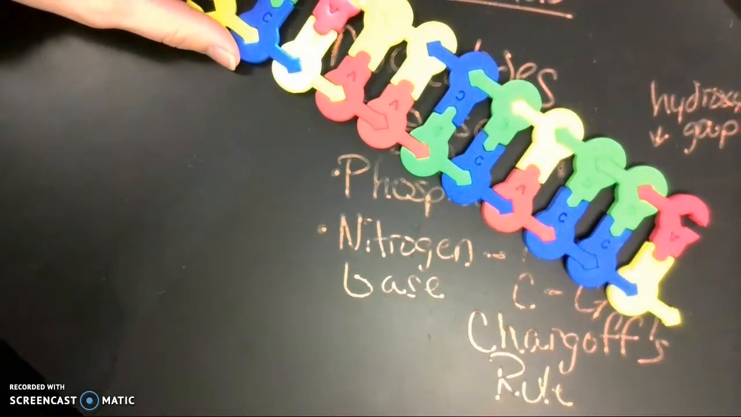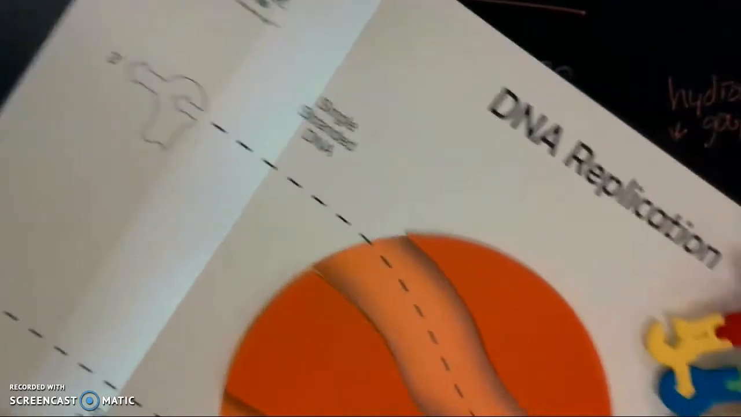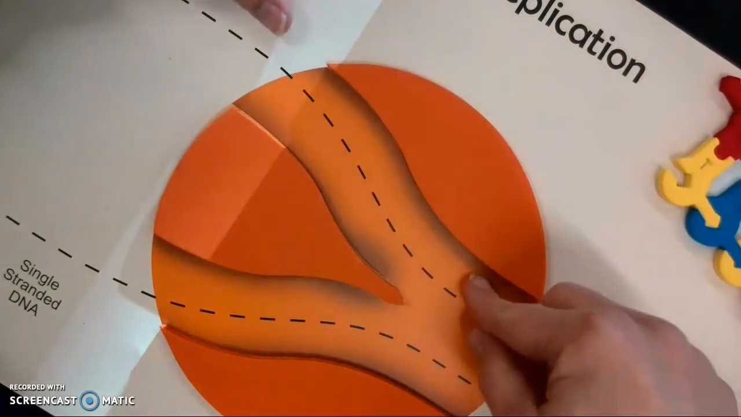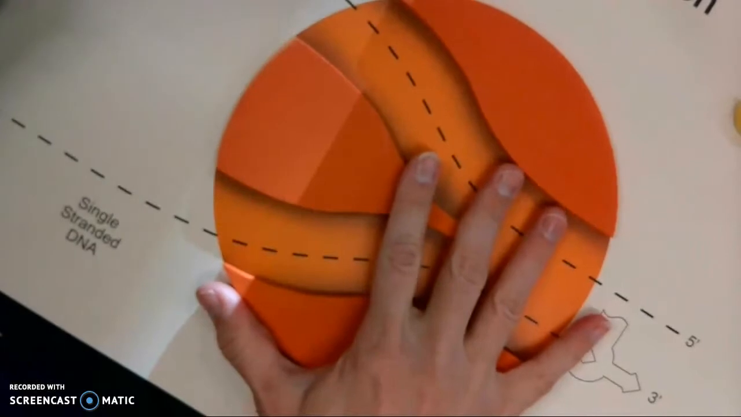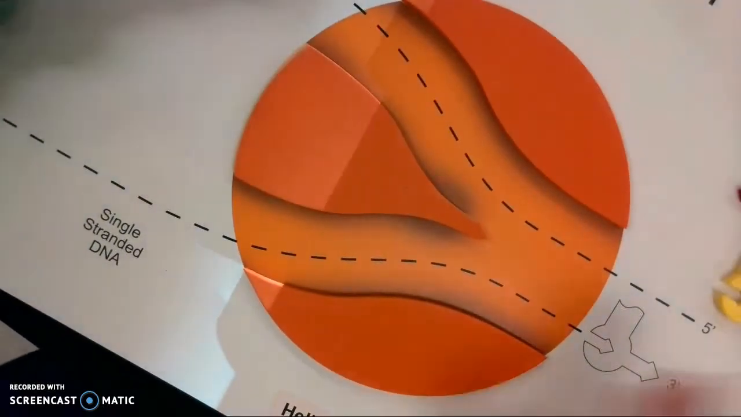So when we get to our kit, we have this. It's going to say DNA replication at the top. We're going to have the orange one that has a little bit there so you can see.